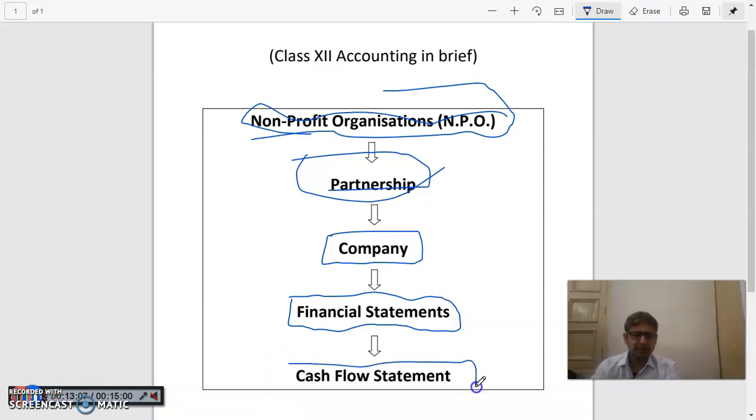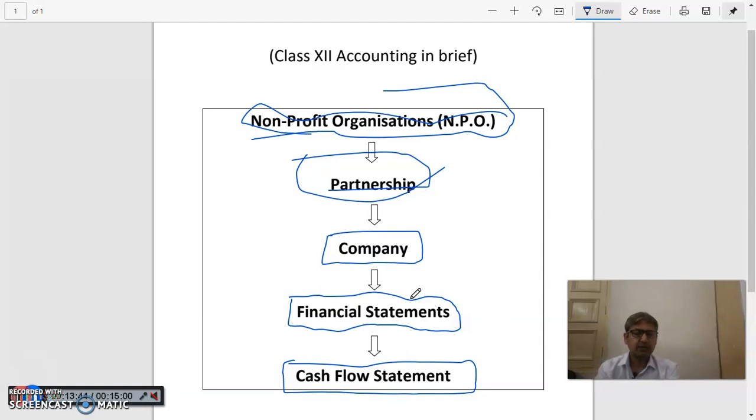So if I try to make a story of all that class 12 accounting, I can simply say that first we learned how to do business by the process of NPO, where we did not want to earn profit, where we were not profit oriented. Then in partnership, we learned how to operate a small business with a limited number of partners. And then in a company, with a large number of shareholders, large number of owners, and large scale business, we learned a full scale business, and then we moved on to financial statements, the end result of the company, what we did throughout the whole year.